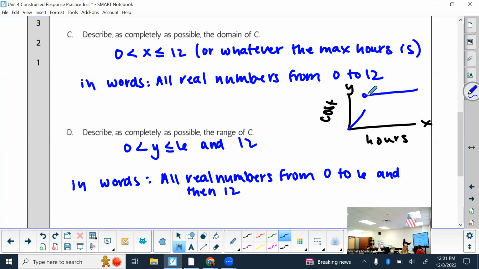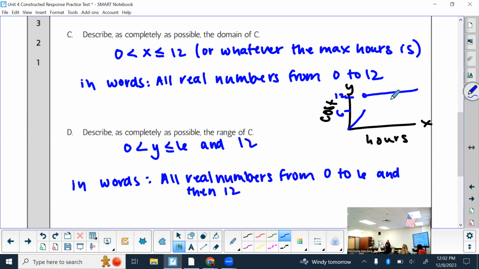So from here to here, it was a continuous line. So it could be anything from 0 to 6. But then after that, the cost was 12 no matter what. So going based off the graph we drew earlier, they're charging anywhere from 0 to 6, nothing from 6 to like 11.99, and then 12 for everything else. So all real numbers from 0 to 6, and then 12. That makes sense? Any questions?